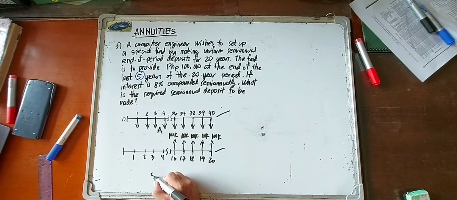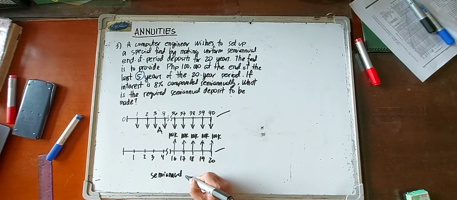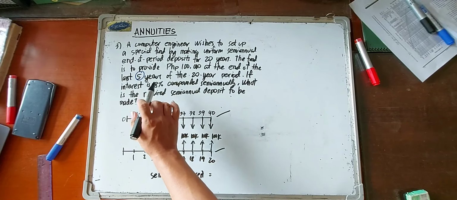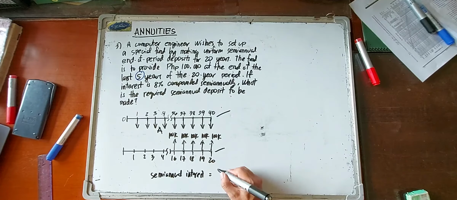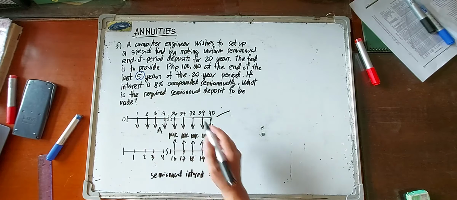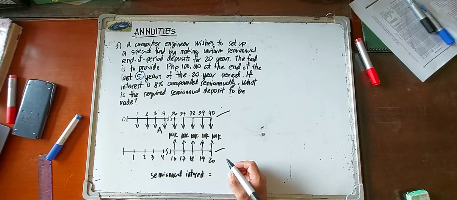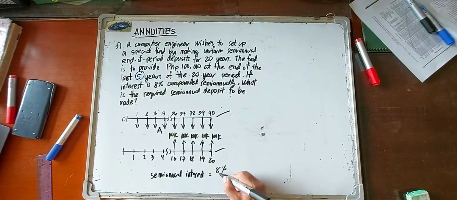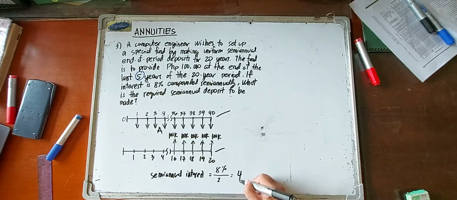solve natin. We simply divide it by 2 since semi-annual yung ating number of compounding. So we have 8% divided by 2, then we have a 4% semi-annual rate of interest.